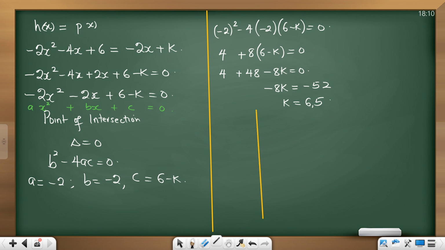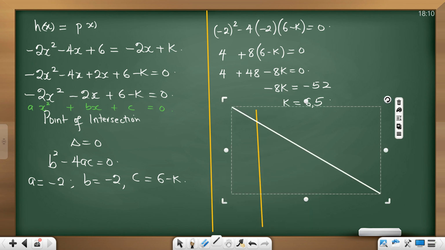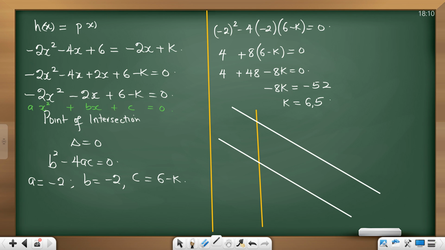Watch what we've done. I've drawn my y-axis again, the first equation and the second equation. This one was y equals to negative 2x plus 8. Y equals to negative 2x plus what? 6.5. It makes sense. It means we are shifting this graph what? Down, by how many units? By 1.5 units.